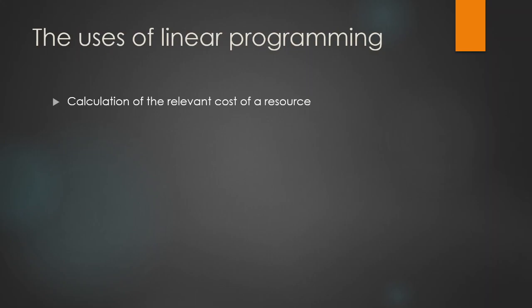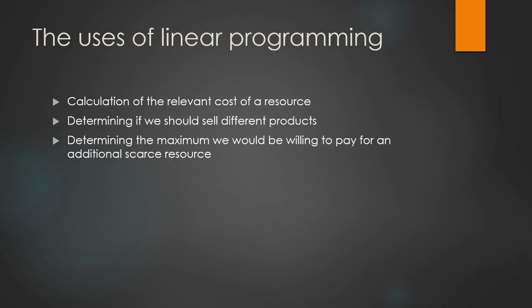Next, we can use linear programming to determine if we should sell different products that use the same resources. As resources will need to be allocated away from our initial products, there will be an opportunity cost attached to the resources. We can then calculate the new product's contribution after deducting the opportunity cost, which was determined from linear programming. We can also use linear programming to determine the maximum we would be willing to pay for an additional unit of the scarce resource.